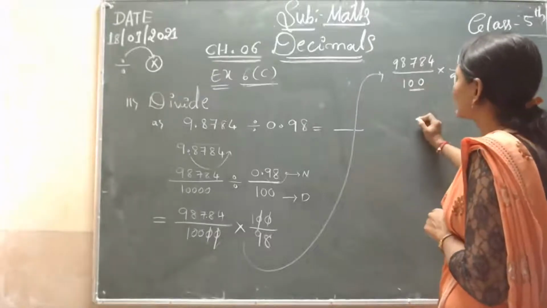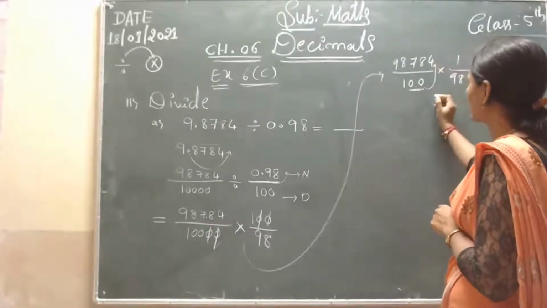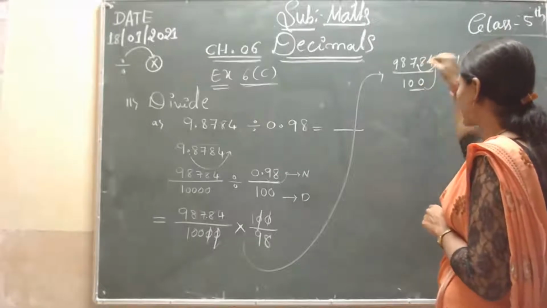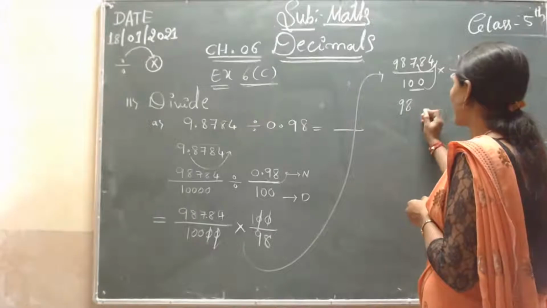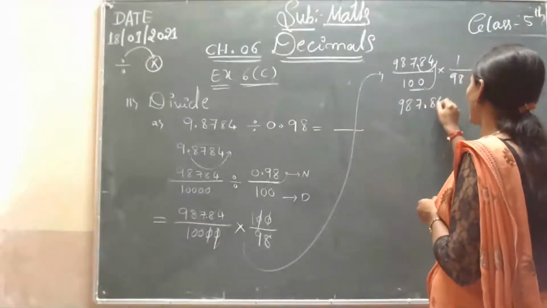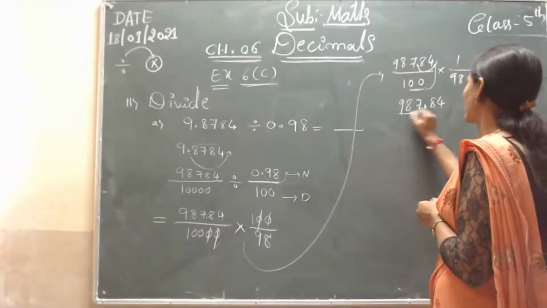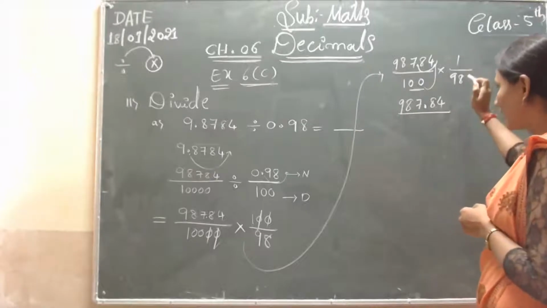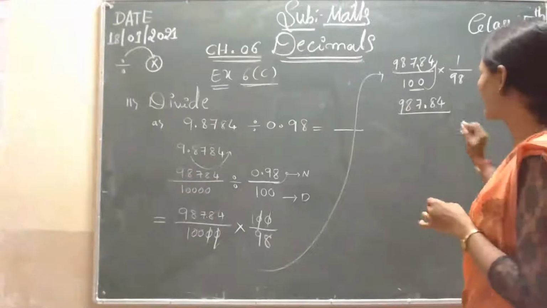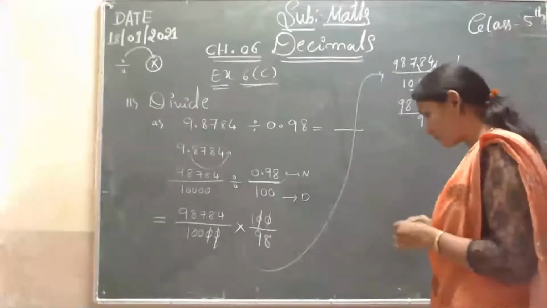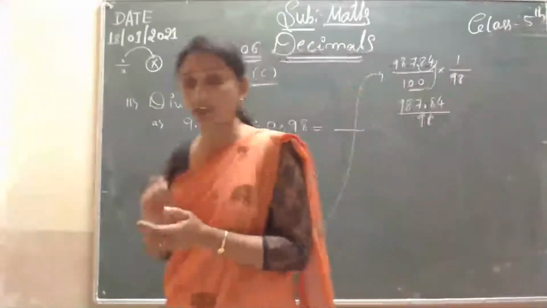How many zeros? 2 zeros. You have to move the point to this side, the left side. So left side means 987.84. Students, so 1 by 98 means you have to do multiplication with that 98. So this is the first step you have to complete.